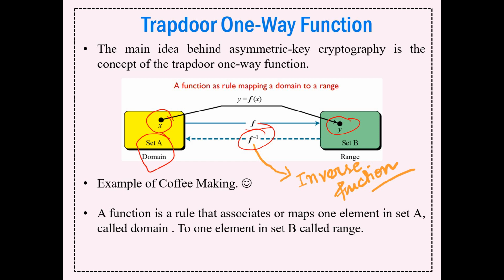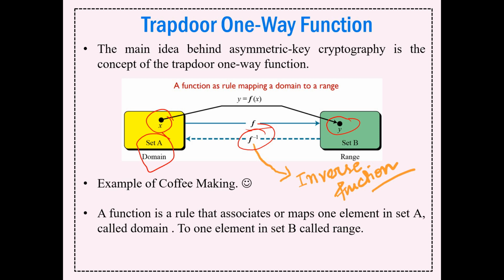Just to give you an understanding of the process, here is a very good example I found on a website. Suppose I give you the ingredients to make a coffee: milk, sugar, the quantity of coffee, and the type of coffee. You have a machine through which you put in all the ingredients and you get the coffee. This is a one-way trapdoor, right?